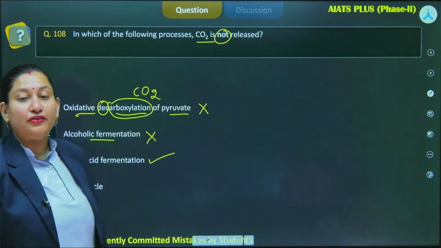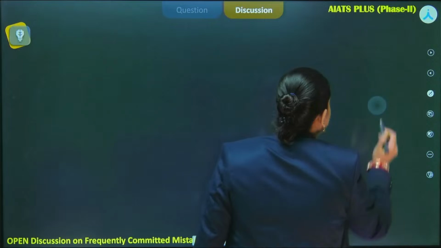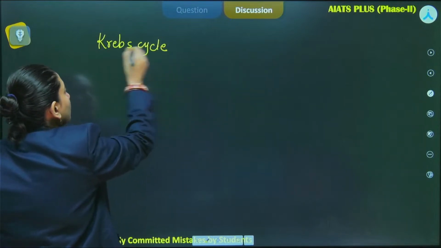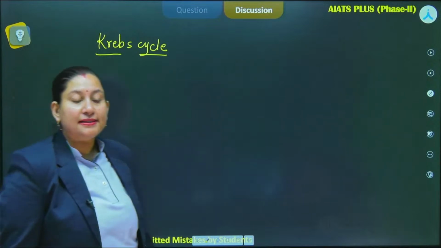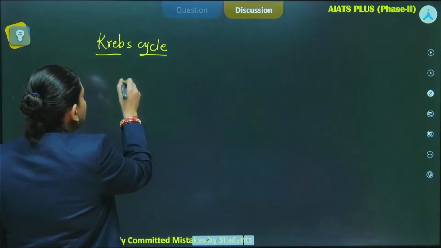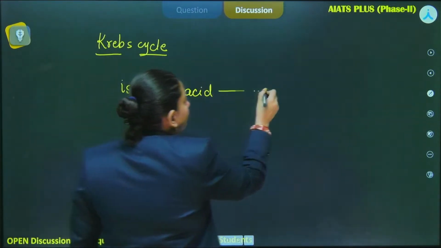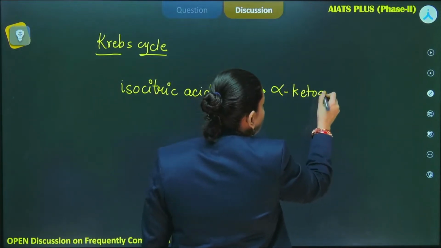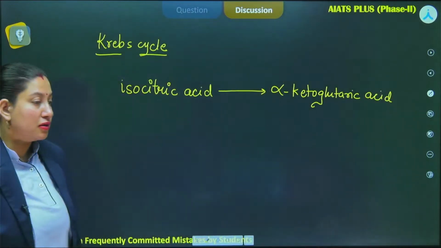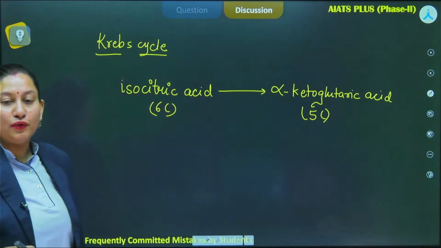Now the fourth one is saying Krebs cycle. So when we talk about the Krebs cycle, over here what happens is that during this particular cycle, when the isocitric acid is converted into alpha ketoglutaric acid, this particular conversion occurs. So this is a 6-carbon compound yielding a 5-carbon compound. So obviously carbon dioxide is going to be released.